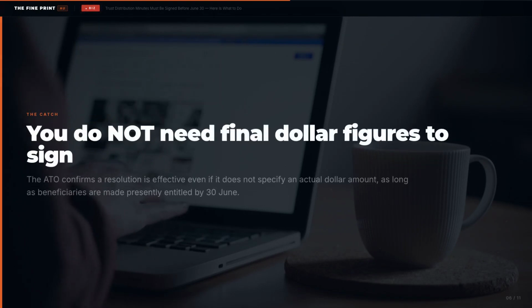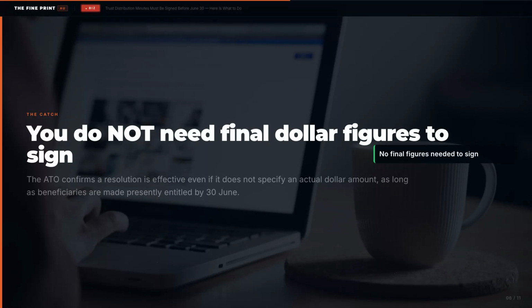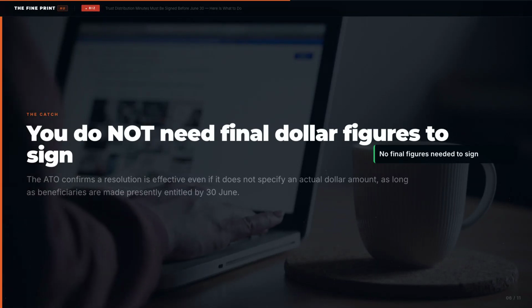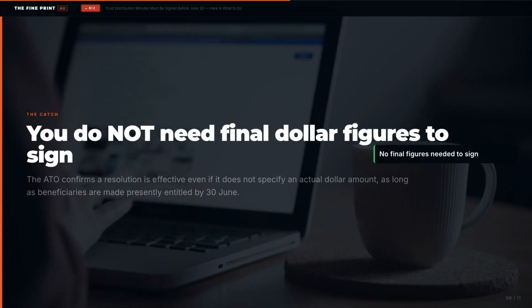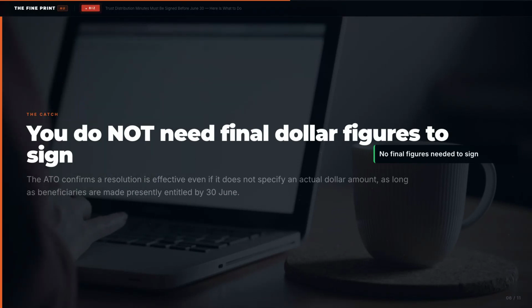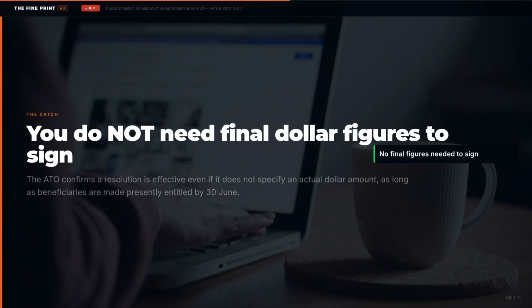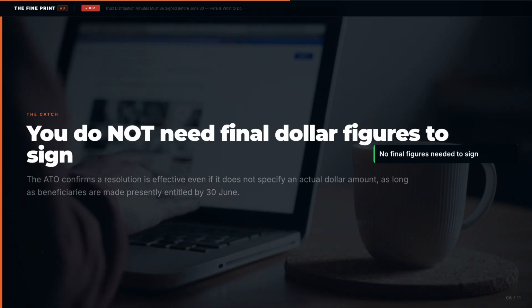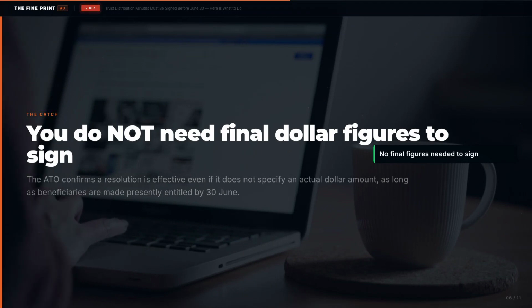Here is the detail most people get wrong. You do not have to wait for final accounts. The ATO confirms a resolution is effective even without an exact dollar amount, provided beneficiaries are made presently entitled by 30 June. So your accountant can use percentages, thresholds, or a cascading formula now and refine the exact figures later when the return is prepared.